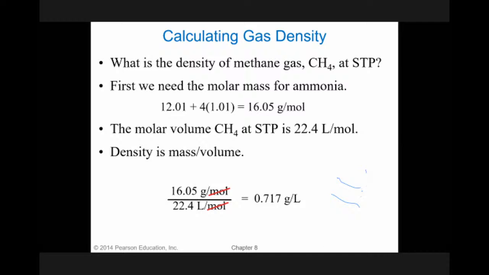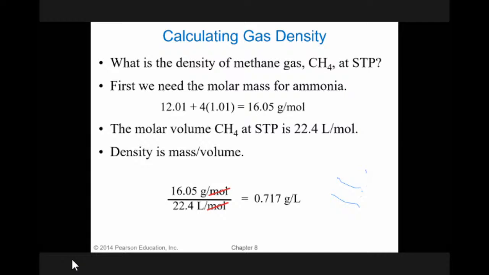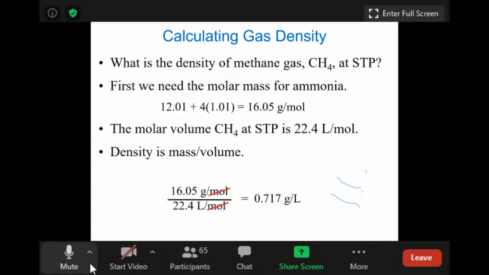Okay, so nobody can see it. Look at the second bullet. Take a look at the second bullet. What do you see in the second bullet? Gram per mole. You see it now? It's supposed to be what? First we must need the molar mass for what? Methane, right? Instead of methane, they have ammonia. That's what I want you to catch. You got it now?